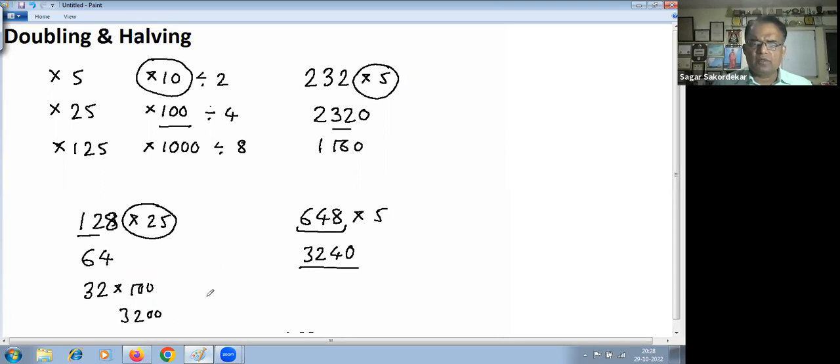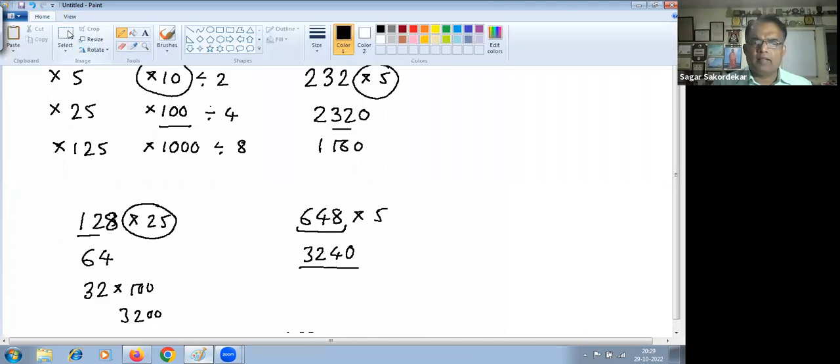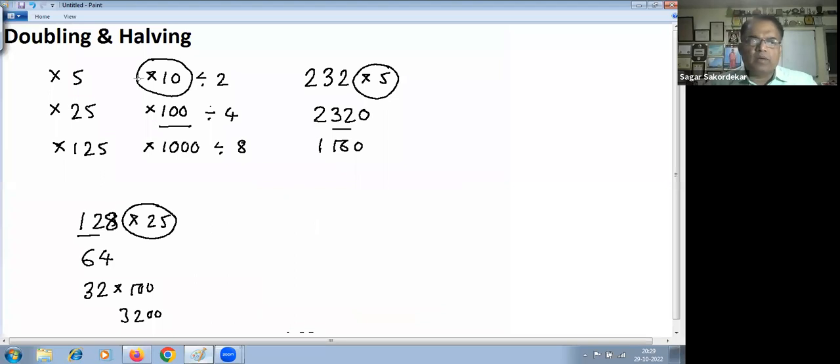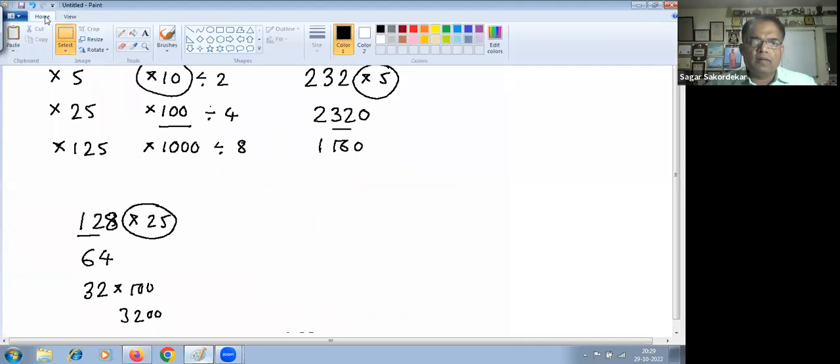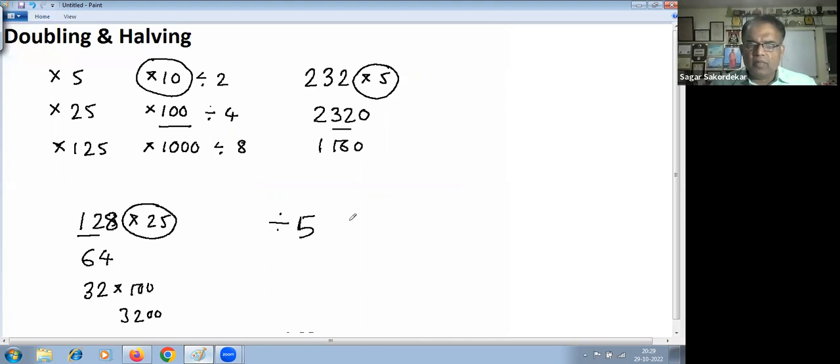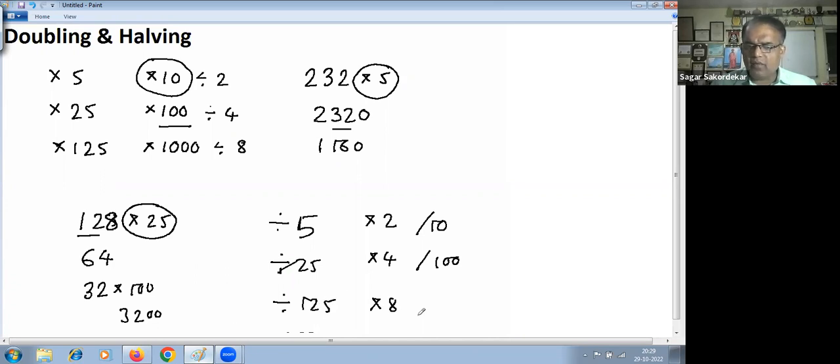Okay, so you understood the concept. Try more examples yourself. Same way, exactly the same way, it will be divide by 5, divide by 25, divide by 125. Same concept you can use. Divide by 5 will be multiply by 2 and divide by 10, the reverse of this. Divide by 25 will be multiply by 4 and divide by 100. Divide by 125 will be multiply by 8 and divide by 1000.